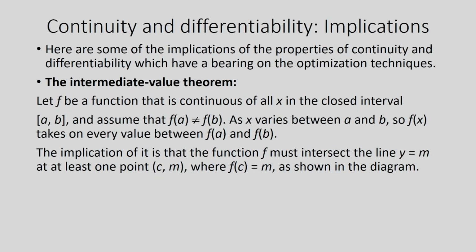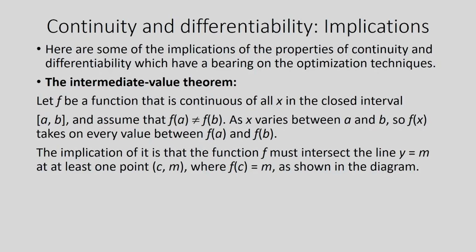Now, we look at the implications of continuity and differentiability from a theoretical point of view. Here are some implications of the properties of continuity and differentiability which have a bearing on the optimization techniques. After this we are going to look at how to optimize a particular function, how to maximize or minimize a function, for example. If you want to do that, then certain theoretical results are important, and those results are derived from the properties of continuity and differentiability. So, here we are going to talk about those important results and theorems.